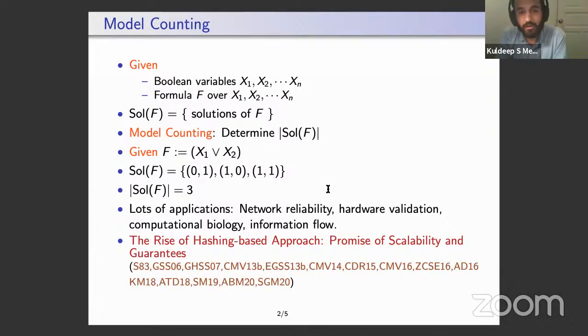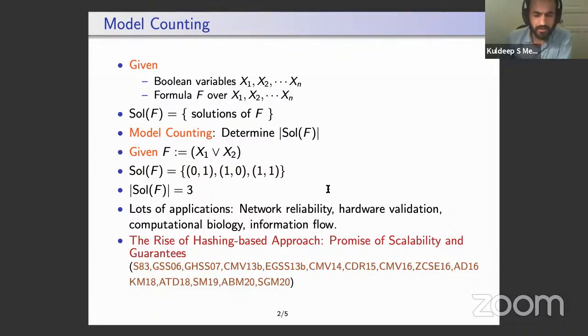So in this paper, what we are looking at is the problem of model counting, where you have a set of variables and a formula over these variables. The problem is to count the number of assignments to these variables that make the formula evaluate to true. For example, if the formula is X1 or X2, then there are three satisfying assignments. And the problem of counting is to answer three.